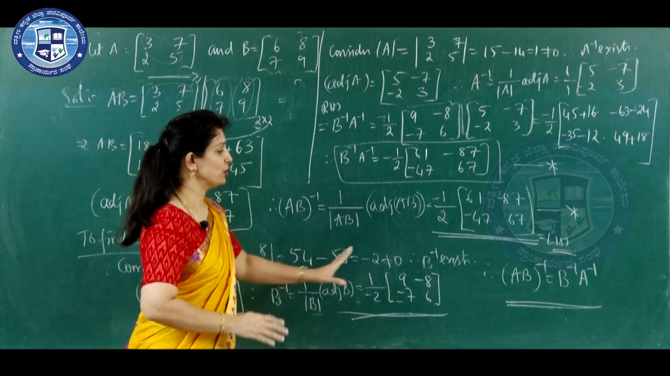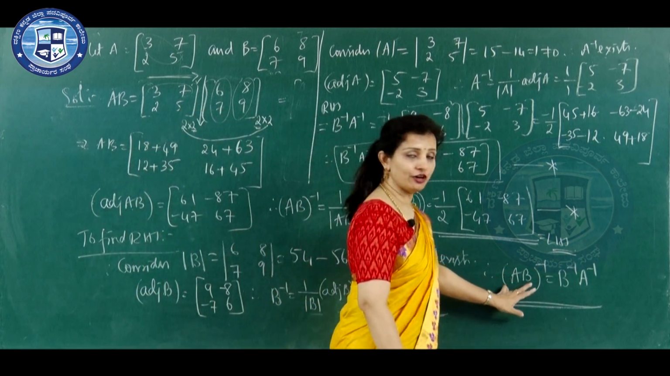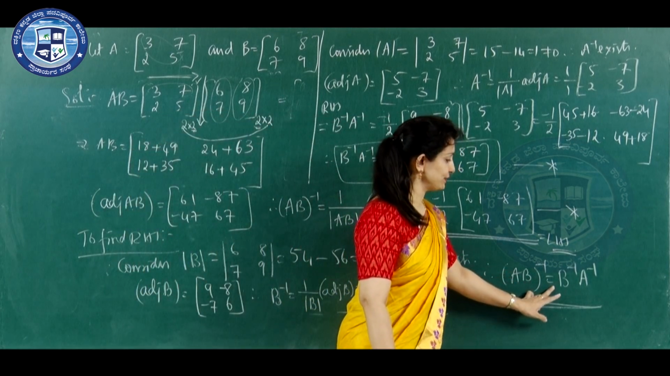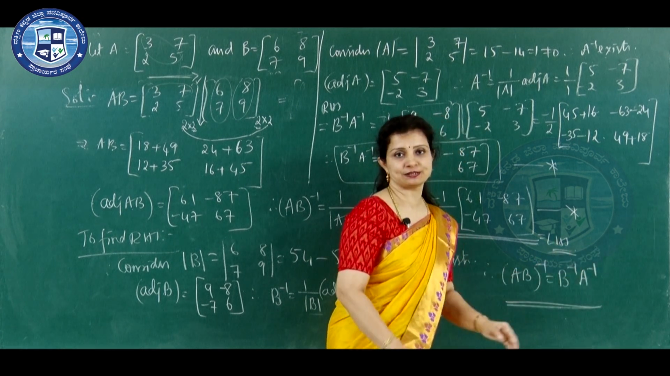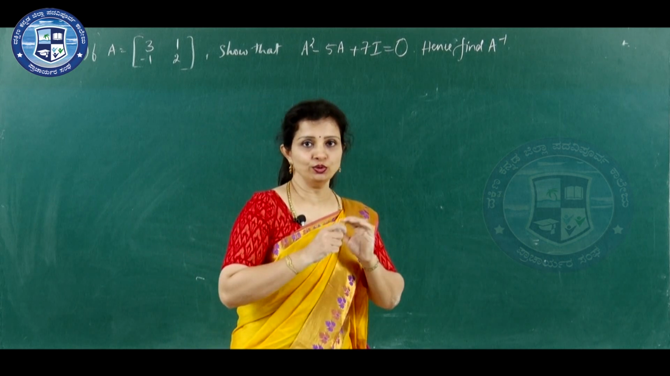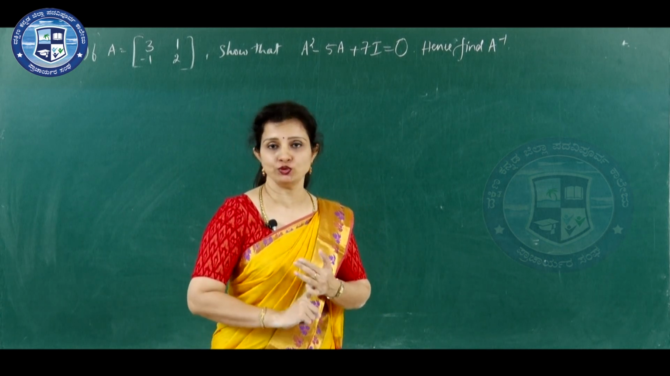So, it is a very important property. The inverse of the product of two matrices A and B is equal to B inverse into A inverse. First you have to write B inverse, then A inverse. Students, as you know, there are three ways to find A inverse.